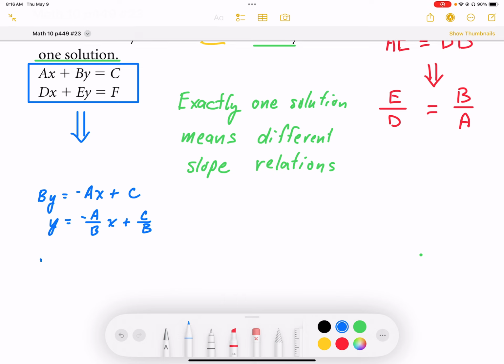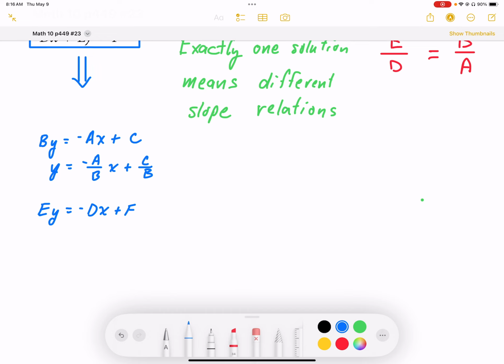For the second equation, I'm just going to rearrange this into slope-intercept form again. So ey is equal to negative dx plus f. Rearranging that again, dividing by e, I get negative d over e x, there's my slope, plus f over e, and again, this just happens to be the y-intercept, but we're not super interested in that.